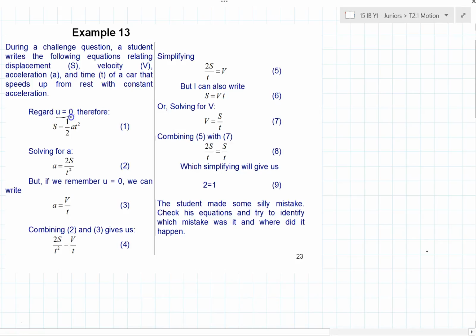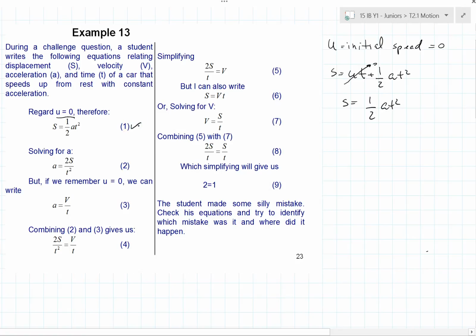U equals 0. Let's remember that U stands for initial speed, and since the object starts from rest, that initial speed perfectly is 0. Equation number 1 comes from S equals ut plus 1/2 at squared, and if U is 0, then S equals 1/2 of at squared. So equation 1 checks.